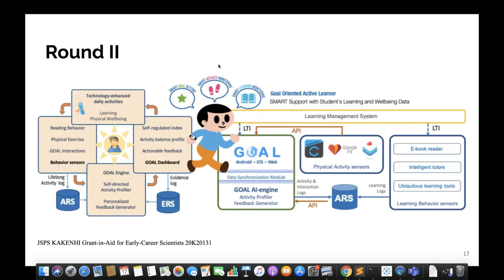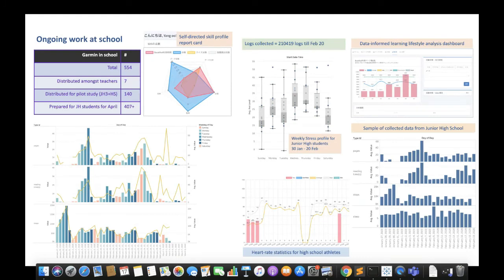So there are a lot of things which are also part of this project, where we are applying machine learning algorithms to personalize, as well as to understand what kind of profiles exist for different kinds of learners based on the combination of their physical activity and learning activity data. Okay, I will skip those details due to lack of time.